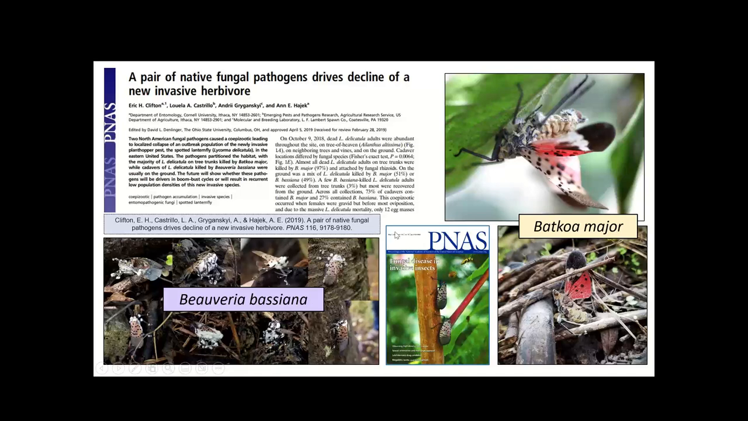So that set off a lot of excitement. I remember after publishing this paper, there were people going on the news or writing articles saying, oh my gosh, there's this fungus that's gonna wipe out lanternflies and it's this magic bullet. Obviously, if we're still talking about it today, it has not gotten rid of the problem. It's still around. I'll get to that, but Batkoa major I don't think is going to eliminate spotted lanternfly anytime soon.